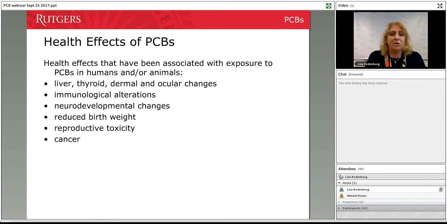So PCBs are toxic, as I mentioned. Since PCBs were banned in the 70s, most of the focus when thinking about the toxicity of PCBs has been on the PCB congeners that have 4 or more chlorines. And the reason that those were the focus is because they're heavy, and that makes them very hydrophobic. They like to stick to fatty tissues, and therefore they bioaccumulate really readily in your body. And so this list of things: liver, thyroid, dermal changes, immunological alterations, neurodevelopmental changes, meaning that they affect children, and children are exposed to PCBs through the placenta and also through breast milk, reduced birth weights, cancer. So there's a lot of health effects.